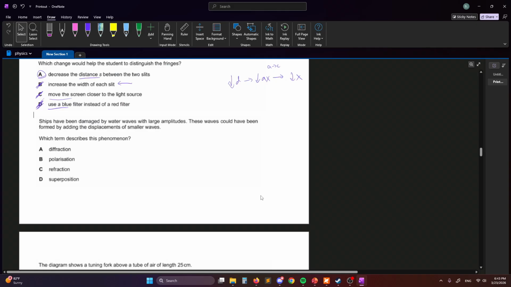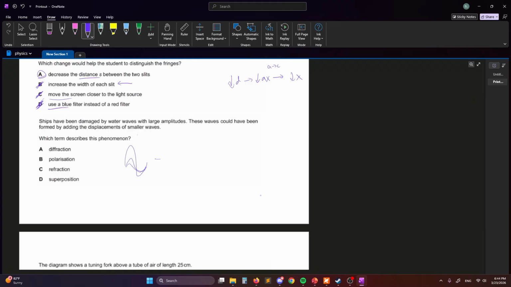So ships have been damaged by water waves with large amplitudes. These waves could have been formed by adding displacements of smaller waves. Which term best describes this phenomenon? So if we say that we have a bunch of smaller waves, right? And this will eventually be called one big wave, right? I think it'd be superposition. I think that's the only one that makes sense.